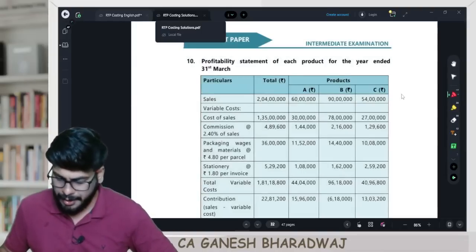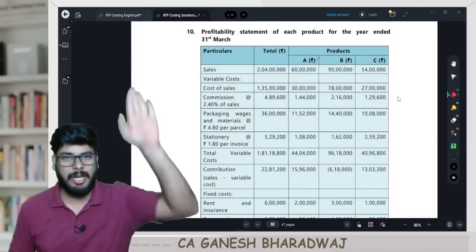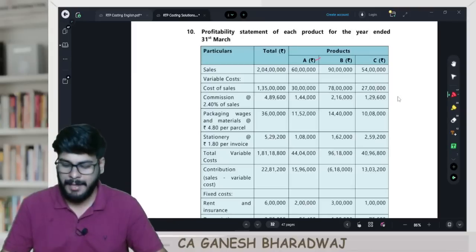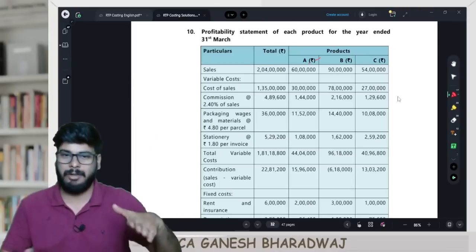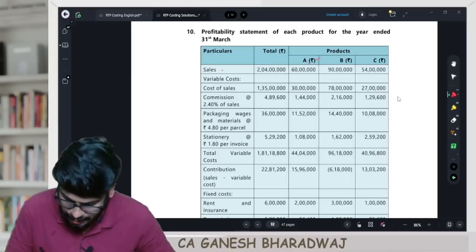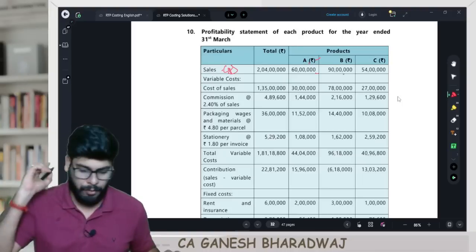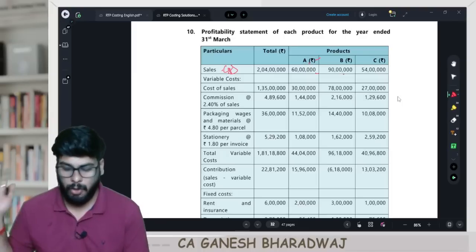So, profitability statement for each of the products. Product wise, all you need is particulars, a total column and A, B, C, or you can also have particulars, A, B, C, and finally total. That's absolutely your choice. Sales, this figure is given, right? 60, 90 and 54. You can just total it up. It's going to be 204 lakhs.